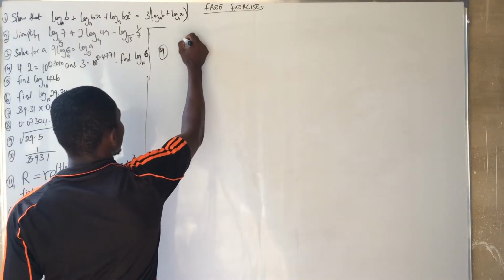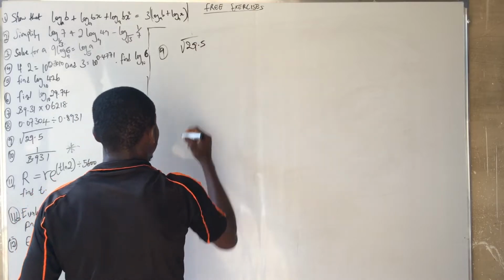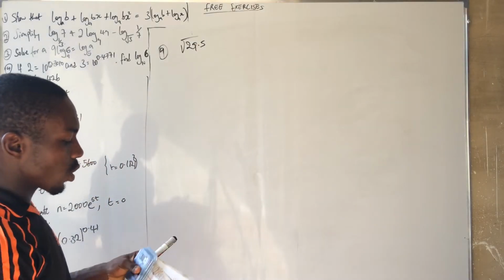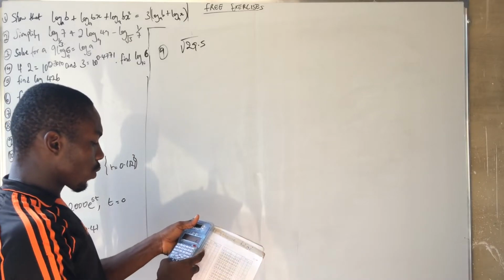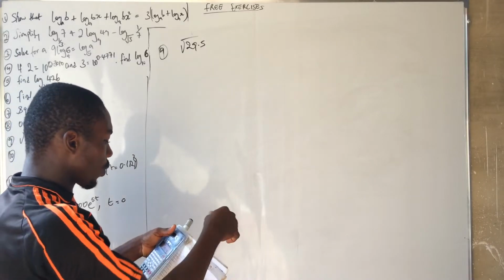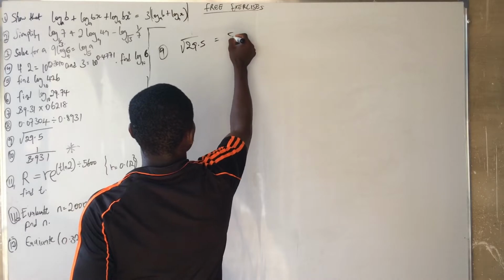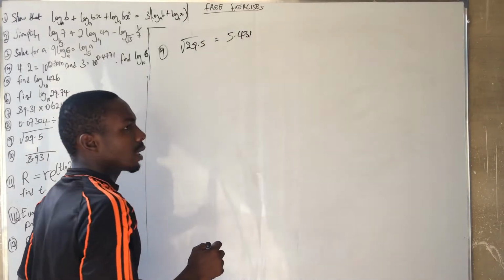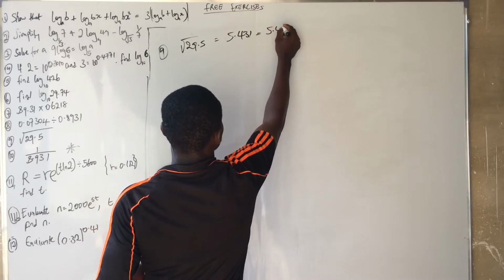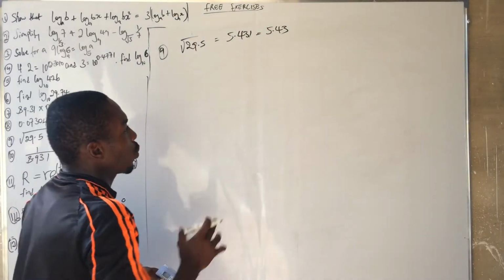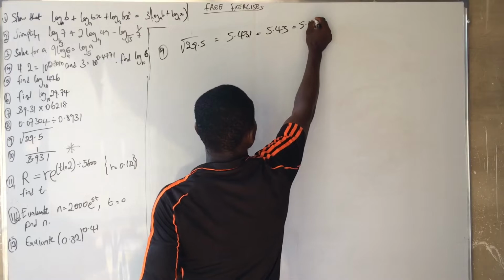Number 9 says the square root of 29.5. So the first thing we're going to do here is plug this in a calculator to know what it's going to give us. The square root of 29.5 is going to give us 5.431. That is 3 decimal places. Turning it to 2 decimal places, you have 5.43. To 1 decimal place, it was 5.4.